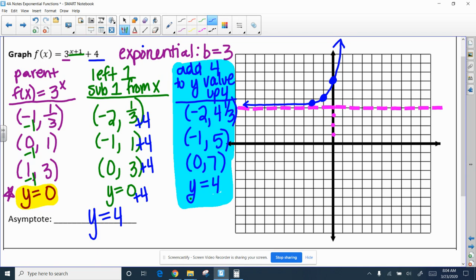So we've done transformations before. The difference here is that we have a different parent function. We started with an exponential function, but we still find 3 original points, do the transformations, and then draw the graph.